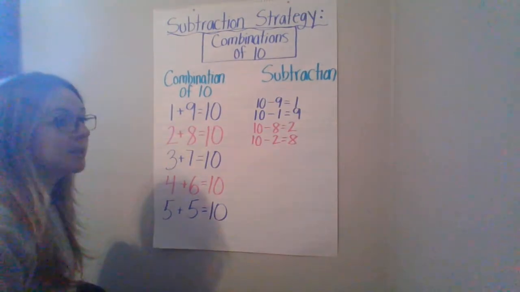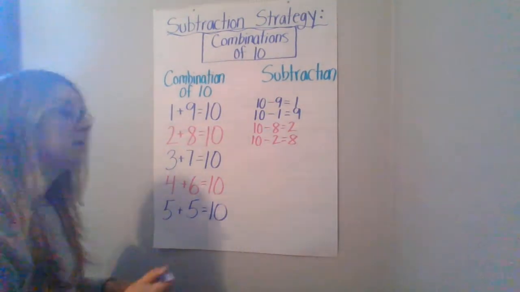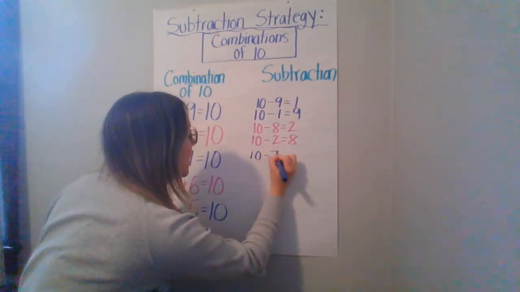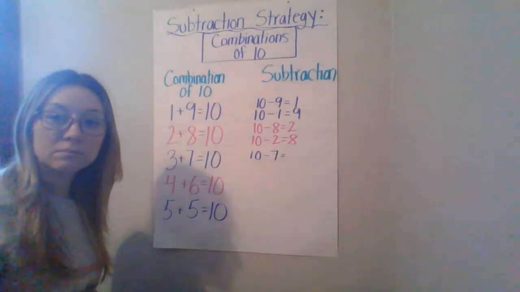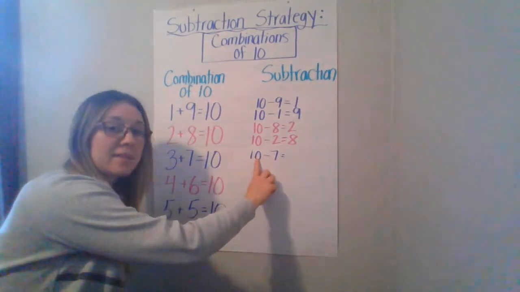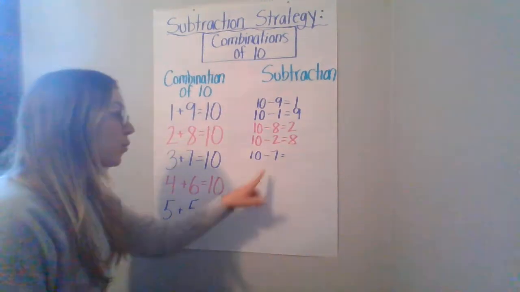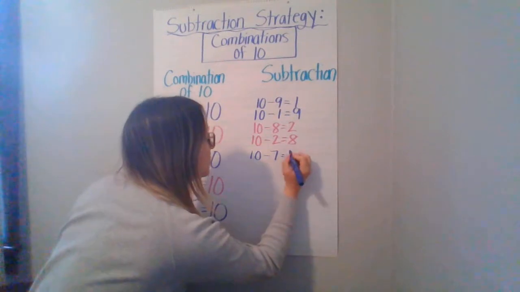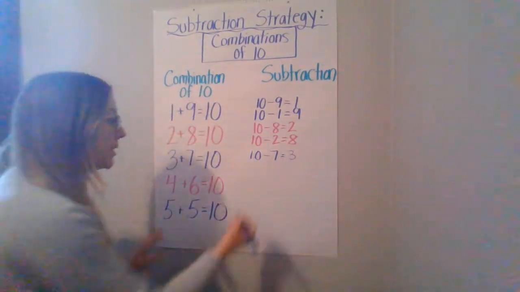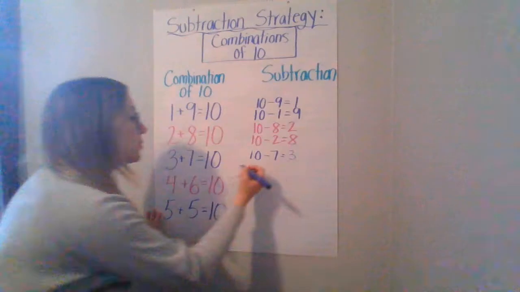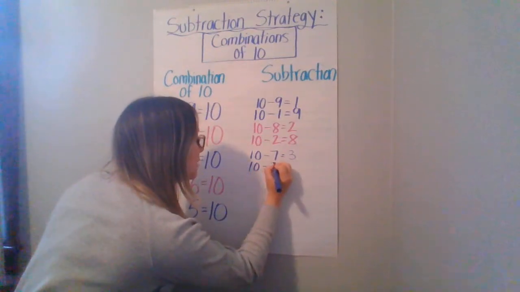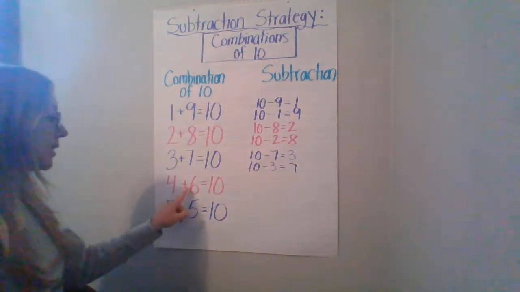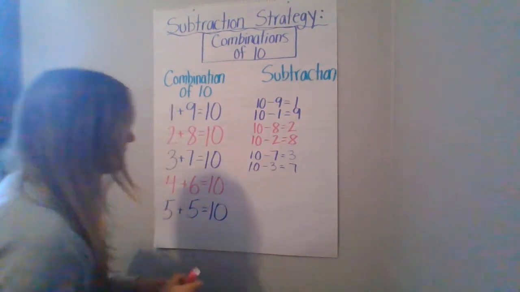If we know 3 plus 7 equals 10, then we must know 10 minus 7 equals, well, what goes with 7 to make 10? That's going to be the answer. We know that 7 and 3 make 10, so 10 minus 7 is 3. And in the same fact family, if we know 3 and 7 equal 10, we know 10 minus 3 equals 7.